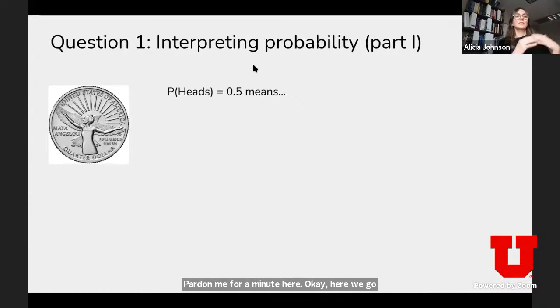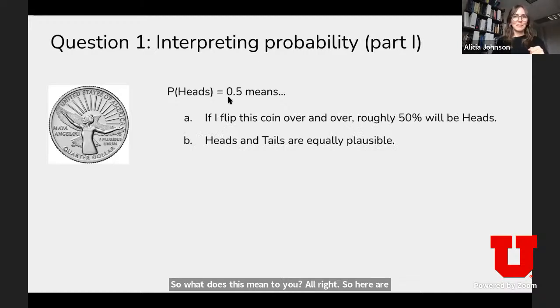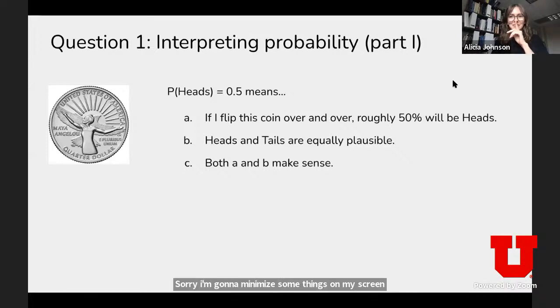All right. So with that, suppose that we have a coin and I tell you that the probability that we flip heads is 0.5. So what does this mean to you? All right, so here are the options. So first, A, if I flip this coin over and over and over, roughly 50% will be heads. Or B, does it mean to you that heads and tails are equally plausible? Or C, both A and B make sense. So again, think about in your head what you kind of relate to here, A, B, or C.